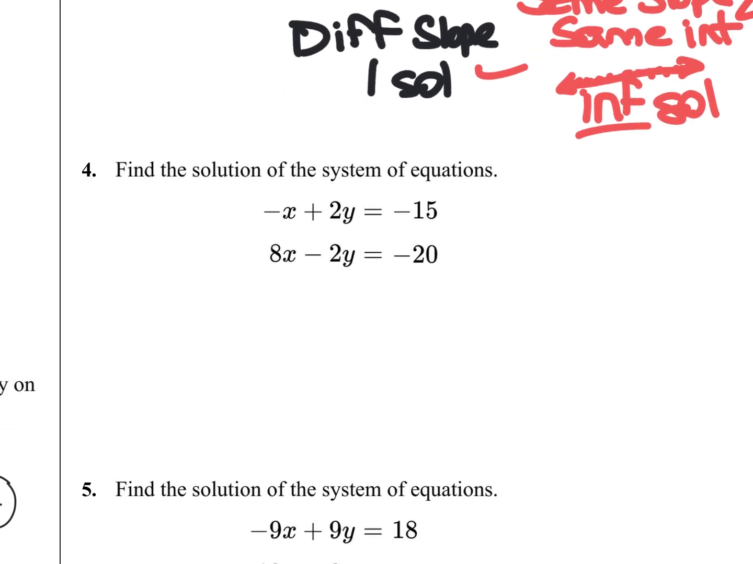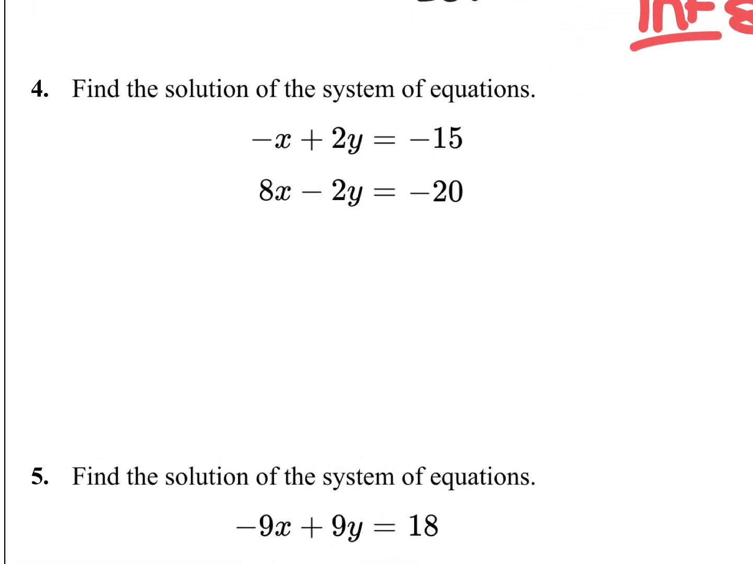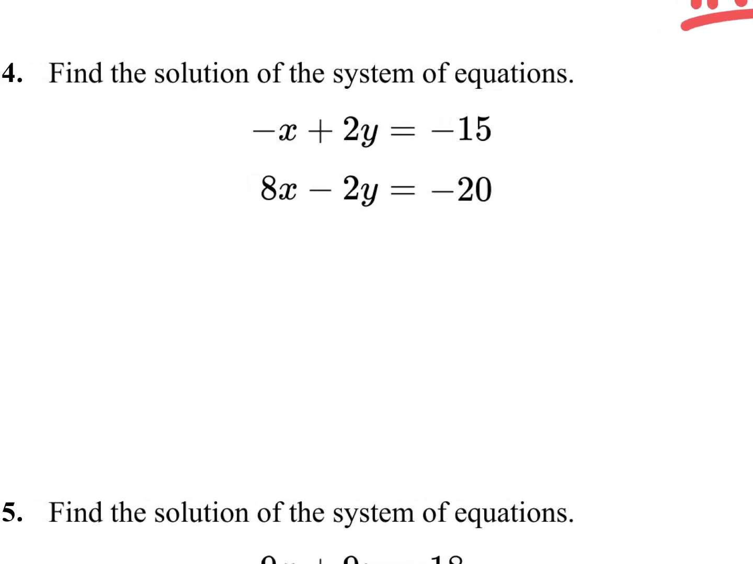All right, the next one says solve the systems of equation. Doesn't tell us which method to use, so I'm going to do what I prefer. I like the elimination. So I'm like, okay, I got 8x here and -x here. So if I multiply this by 8, then I can cancel out my x's. And that's your choice. You can say, well, I could do the x's or the y's.